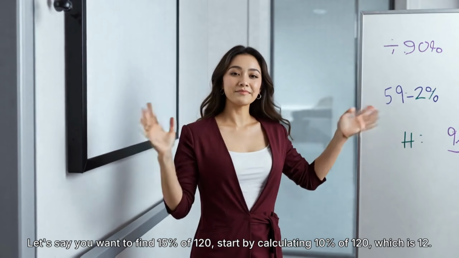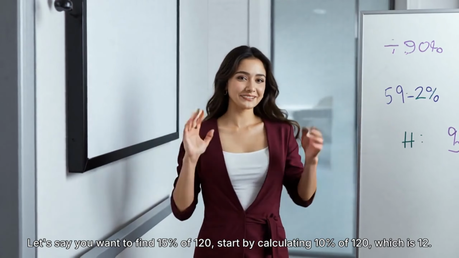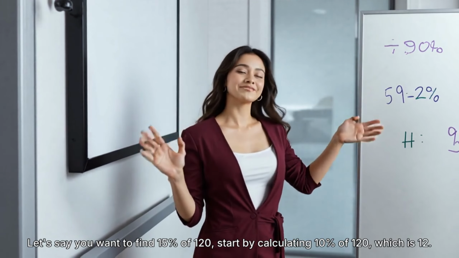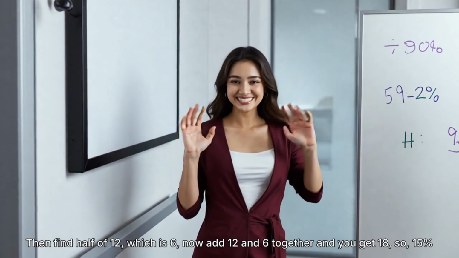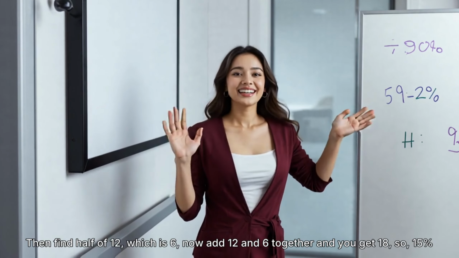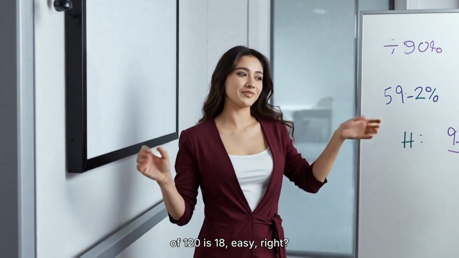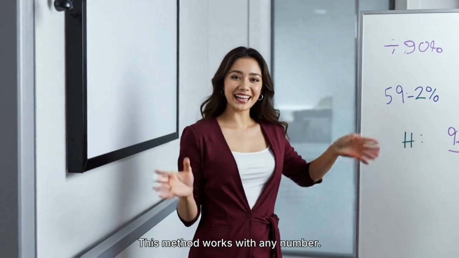Let's say you want to find 15% of 120. Start by calculating 10% of 120, which is 12. Then find half of 12, which is 6. Now add 12 and 6 together, and you get 18. So, 15% of 120 is 18. Easy, right? This method works with any number.